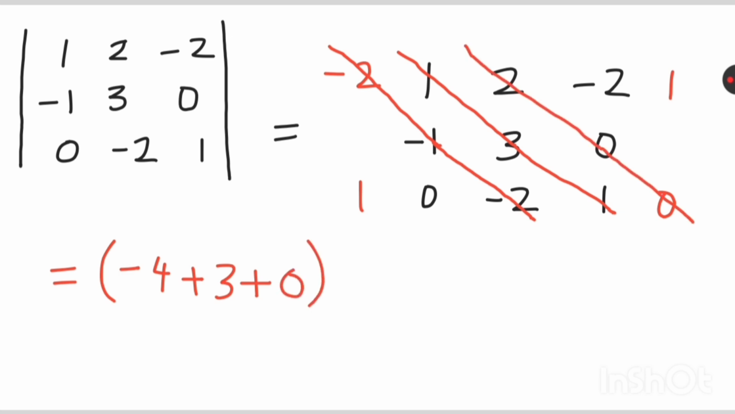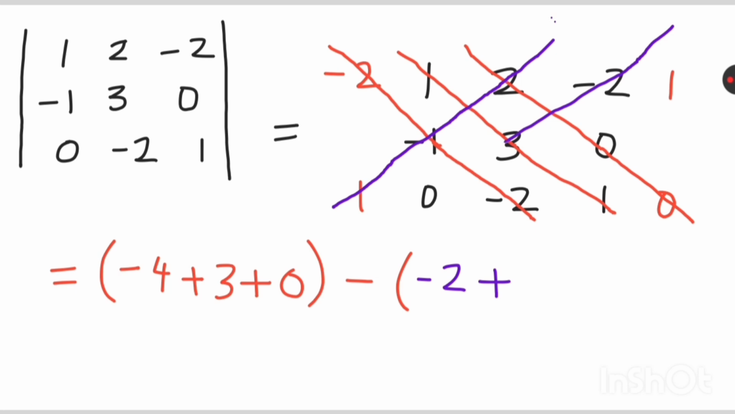Then close the bracket. Now write a negative sign, and then draw a diagonal from right to left, like this, and multiply the numbers. What we have: 2 times minus 1 is minus 2, minus 2 times 1 is minus 2 only, just write minus 2, then plus. Now we start from here: minus 2 times 3 is minus 6, minus 6 times 0 is 0, then plus. Now we draw one more diagonal line from here. 1 times 0 is 0, 0 times minus 2 is 0.